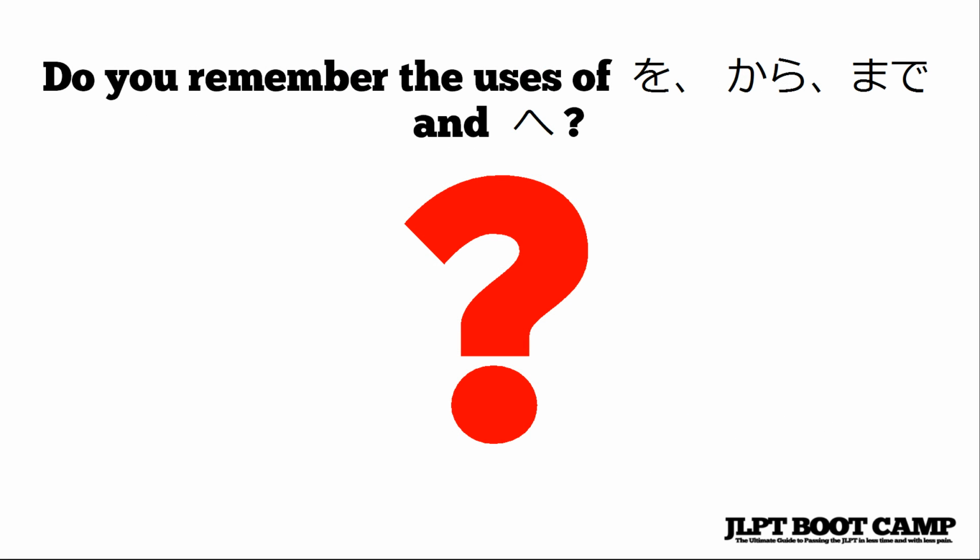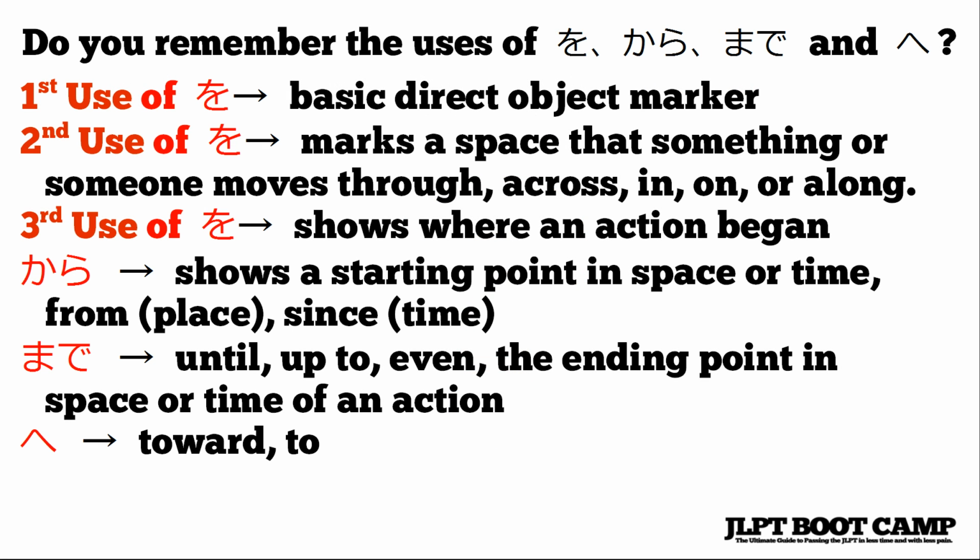Do you remember the uses of o, kara, made, and e? Quick review. There's 3 uses of o for this kind of basic level, N5 level. First use of o, it's the basic direct object marker. It can sometimes be switched out for other particles like wa or ga, but it's kind of the default direct object marker. The second use of o marks a space that something or someone moves through. Again, has to be an action that involves movement. They're walking, they're running, they're swimming, they're doing something through space. Third use of o shows where an action began, which is very similar to kara.